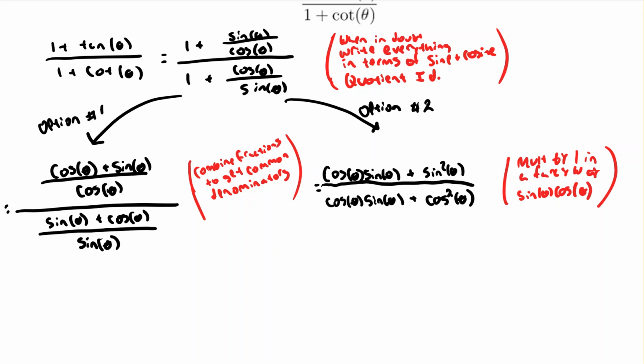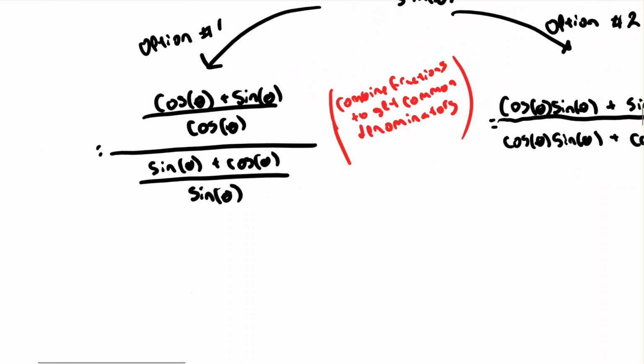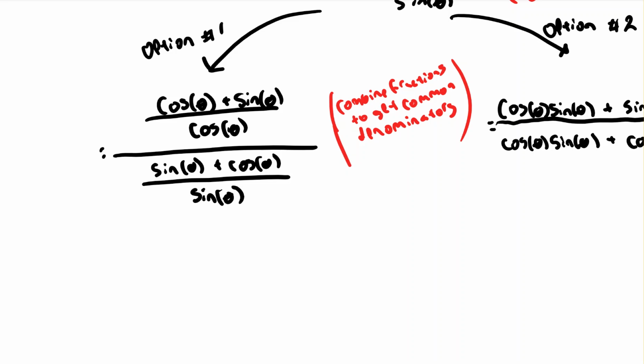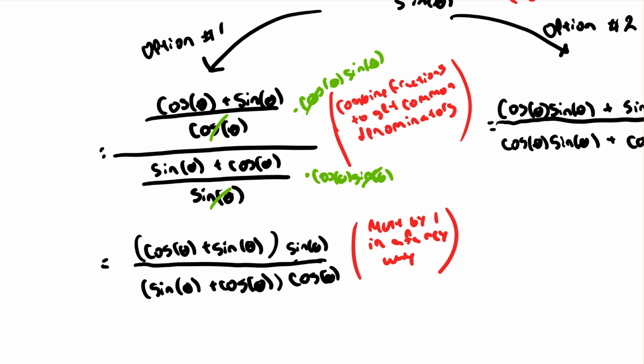We could do option one where we've combined our fractions, or option two where we clear the denominators of the fractions inside the fractions. Let's take a look to see what happens if we go fully down this road for option one for a bit. So from here, you might say, well, I still don't see any Pythagorean identities, but there's still these fractions inside my fractions. So let's get rid of those by multiplying the numerator and denominator by something that will clear them. So what will clear them is really just multiplying by one in a fancy way. In this case, multiplying both numerator and denominator by cosine theta times sine of theta. So here's what I end up with.